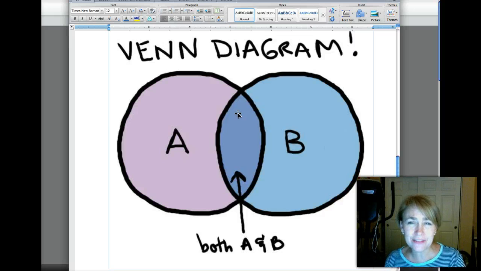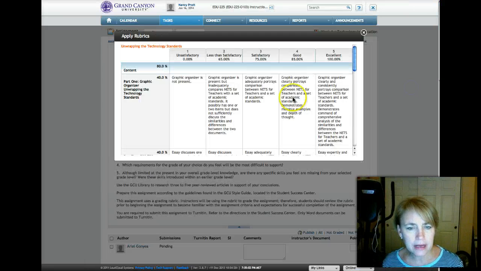So I'm looking for synthesis here. I don't want just copy-paste stuff on here. I want evidence that you're thinking about what you're comparing. That's the whole point. The graphic organizer clearly portrays comparisons between the NETS for teachers and a set of academic standards.